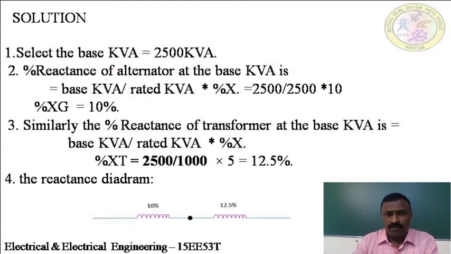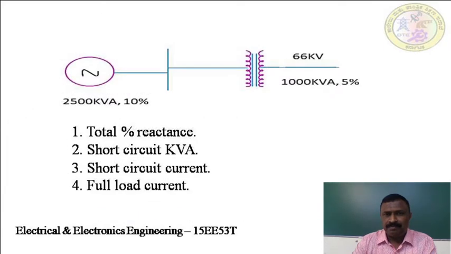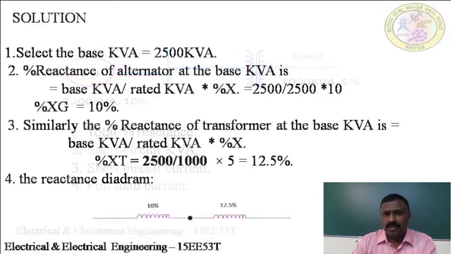In order to go for a solution for this problem, first we have to select any convenient kVA as the base kVA. For the base kVA, we can take the highest rating of the system. 2500 kVA and 1000 kVA are the two ratings. The highest kVA rating here is 2500, so we can select 2500 kVA as the base kVA.